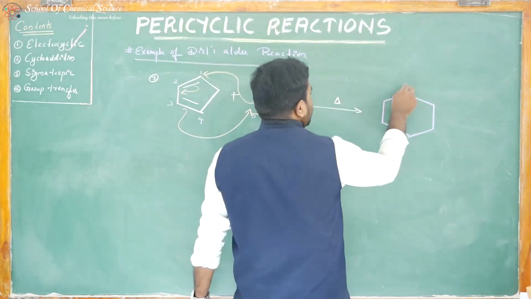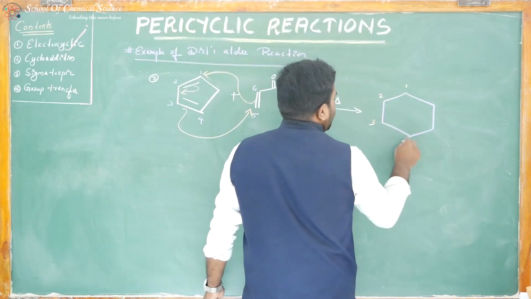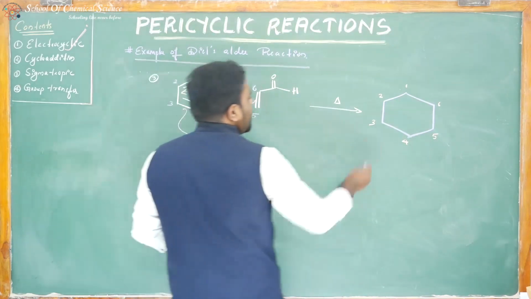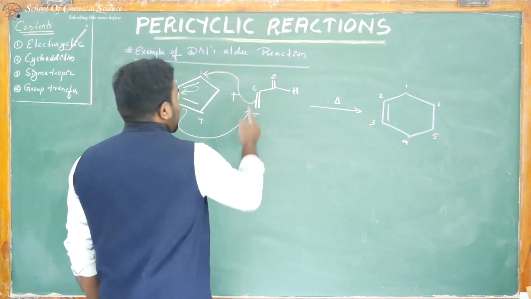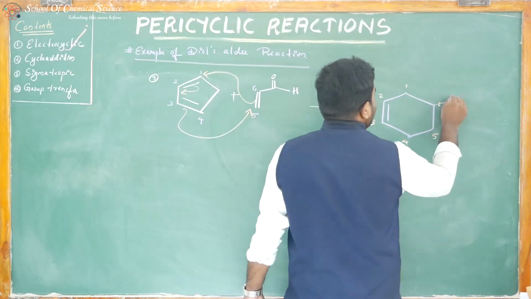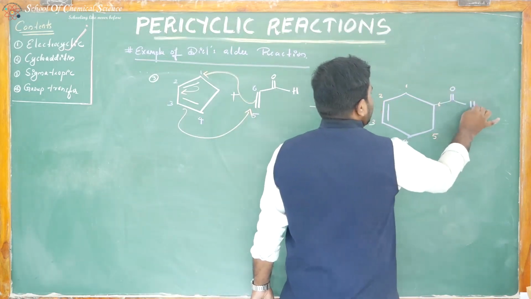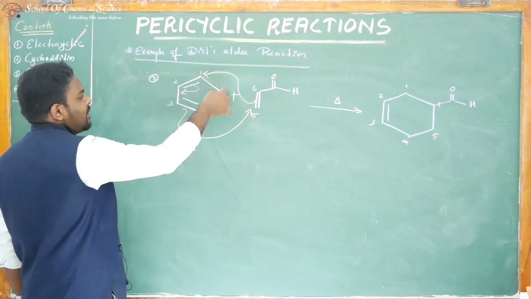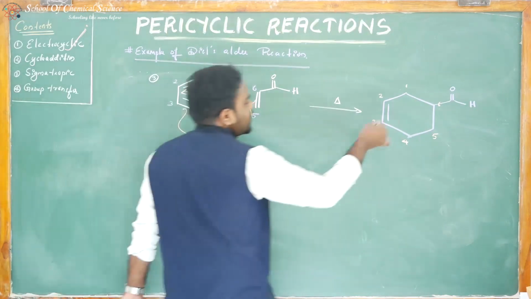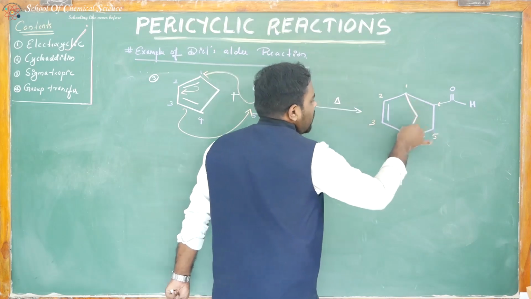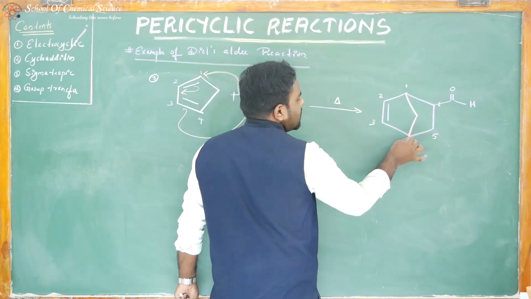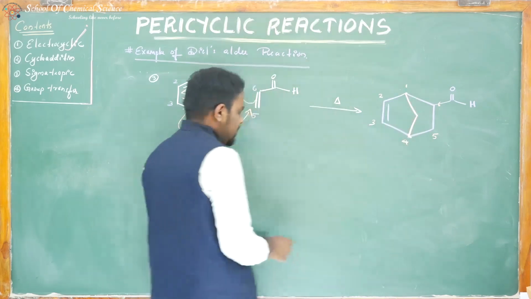Giving numbers, this is 1, this is 2, this is 3, 4, 5, 6. Between 2 and 3, a pi bond is formed. At carbon number 6, a C double bond OH is present. Between 1 and 4, another carbon is present, a bridged carbon. This is carbon number 1, this is carbon number 4. Between 1 and 4, a bridged carbon.